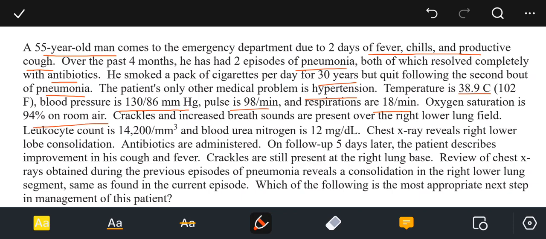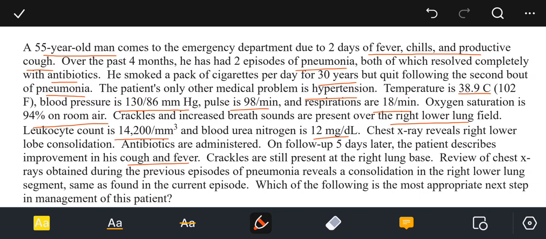Crackles are increased and increased breath sounds are present over the right lower lung field. Leukocyte count is 14,200 per millimeter cube, so there is a profound leukocytosis, and blood urea nitrogen is 12 mg per deciliter. Chest X-ray reveals lower lobe consolidation. Antibiotics are administered. On follow-up 5 days later, the patient describes improvement in his cough and fever. Crackles are still present at the right lung base.